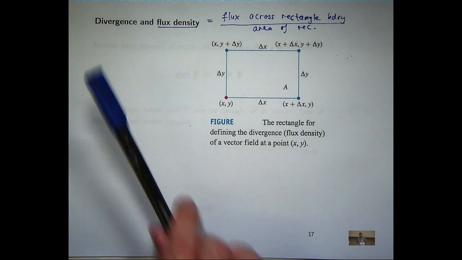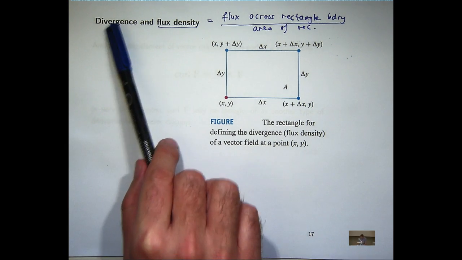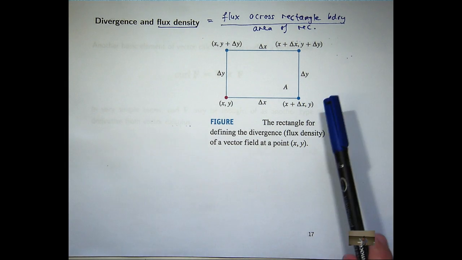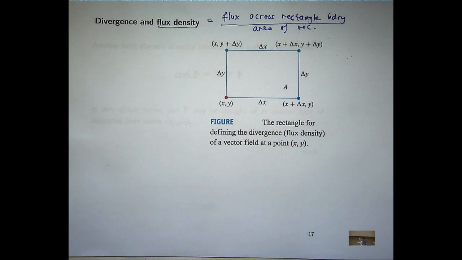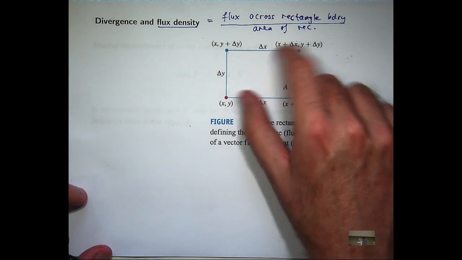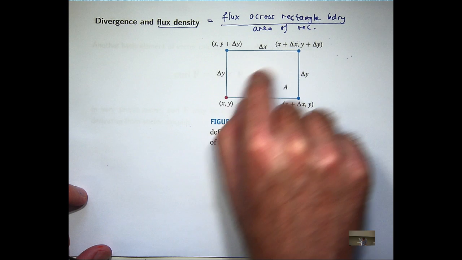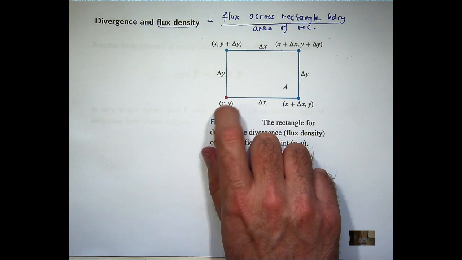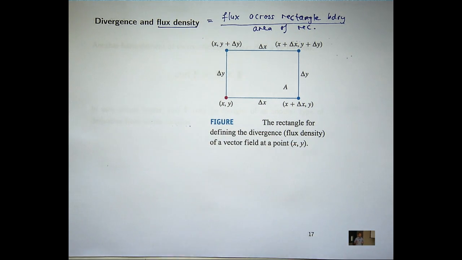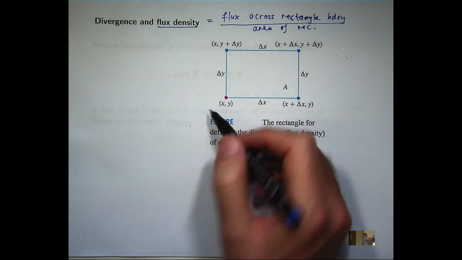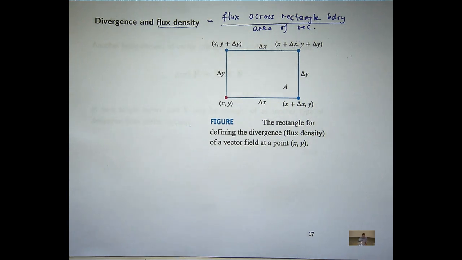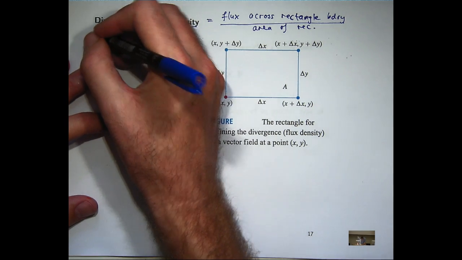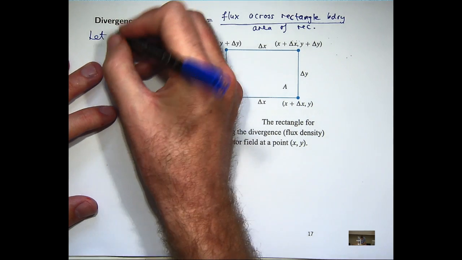divided by the area of the rectangle. If we're working in a plane, the divergence is just the limit of this as the area of the rectangle approaches zero. So you shrink the sides, and you shrink this rectangle towards this point here. If we do that, then we come up with the divergence of f evaluated at this point. So let me show you how that comes about. We're just going to work in the plane for simplicity.